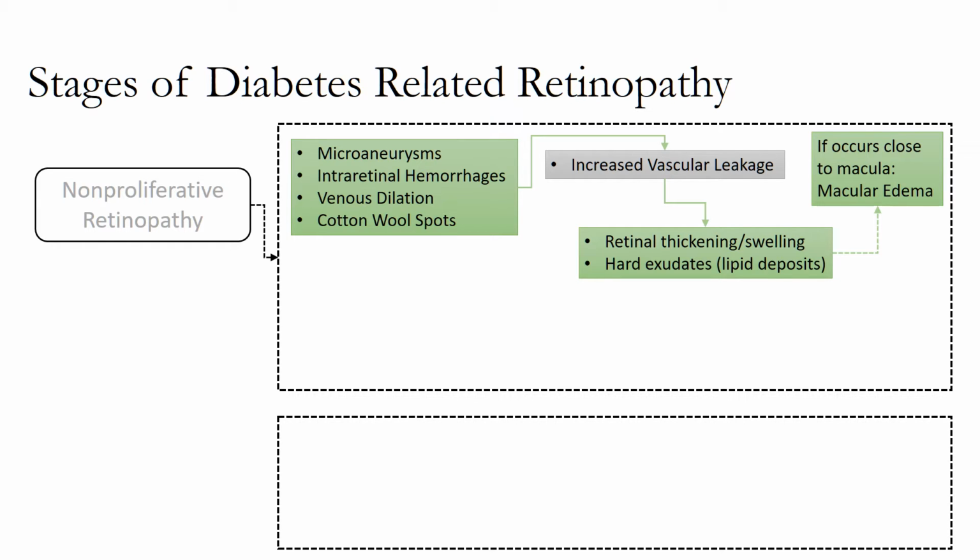Hard exudates are composed of lipid deposits that are remnants of vascular hemorrhage. Macular edema occurs when swelling or hard exudates are located in the area of the macula or fovea.